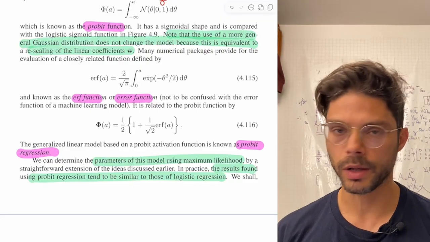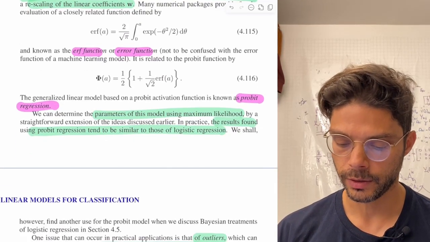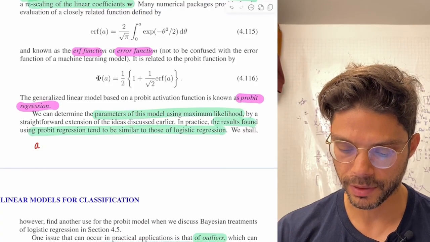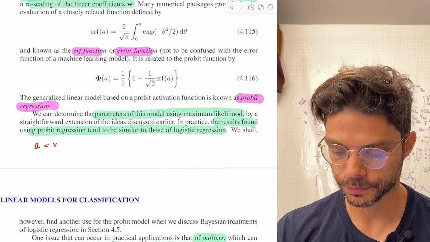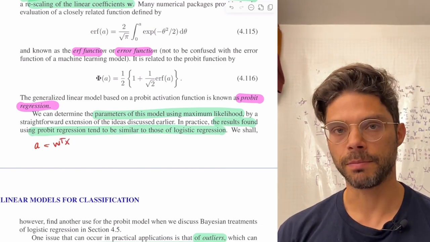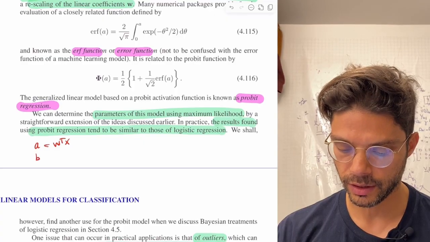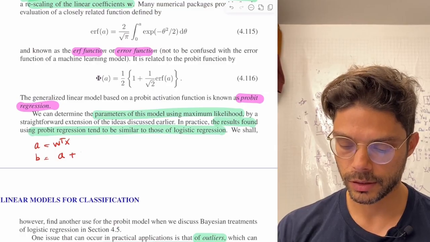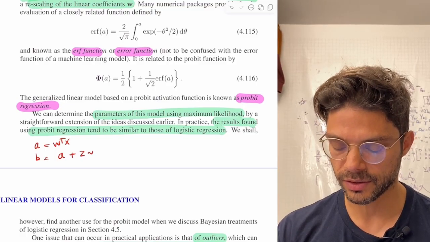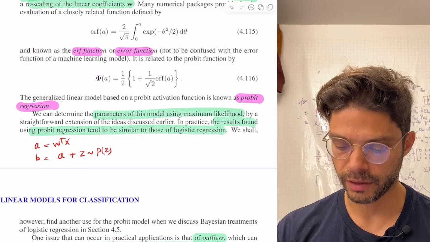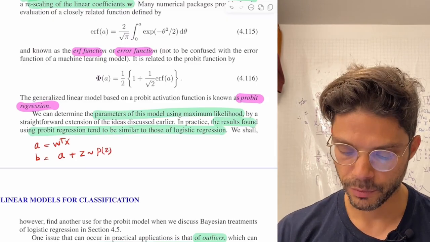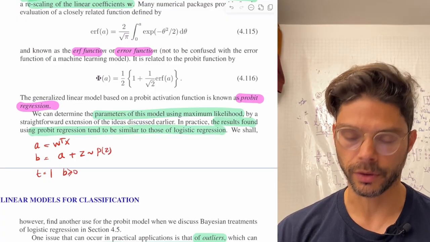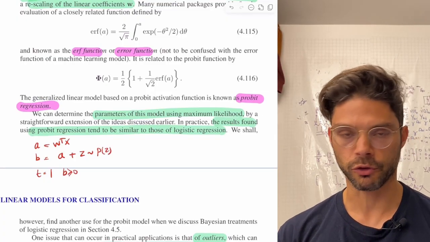One thing I wanted to point out was that you can motivate this model slightly differently. Again, I'm going to drop the n, so imagine you just have one observation. Now, instead of comparing this to a noisy threshold, we're going to make a random variable b, which is going to be a plus z, where z is some noise distributed according to some probability p of z. Then t is equal to 1 if b is greater than or equal to 0. So our threshold is just 0.